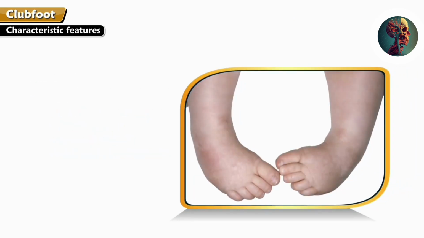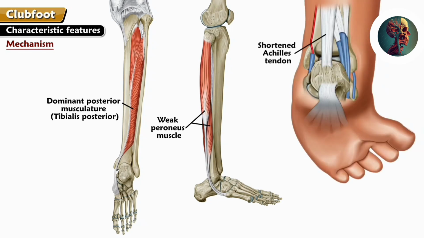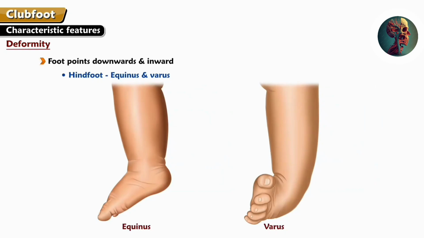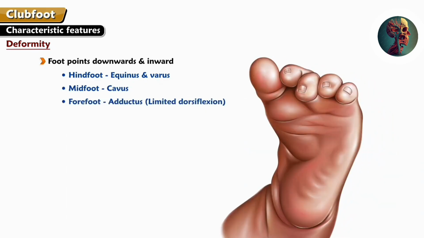Characteristic features. It is bilateral in 30 to 50% of cases. Mechanism. A dominant posterior musculature, especially tibialis posterior, a weak peroneus muscle, and a shortened Achilles tendon can all contribute towards causation of a clubfoot. Deformity. The foot points downwards and inwards. The hindfoot is in the equinovarus position, the midfoot in the cavus position. The forefoot is adducted with limited dorsiflexion of the entire foot.